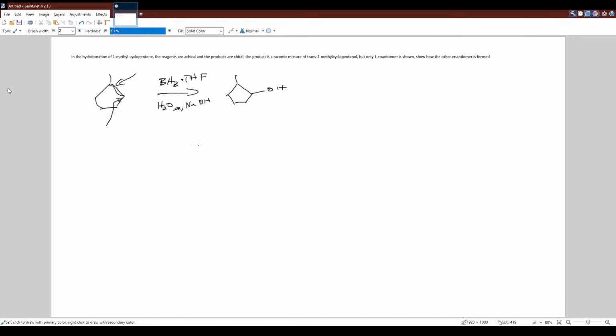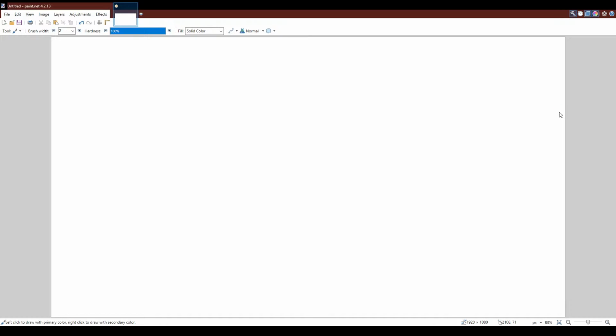Maybe if we say that, I'll draw it. Ooh, I can't draw. Okay, if we do this, you can either attack from the top or from the bottom. So that's how the enantiomers are formed. That should be it. Yeah, and looks like I'm correct there. Okay, next problem.